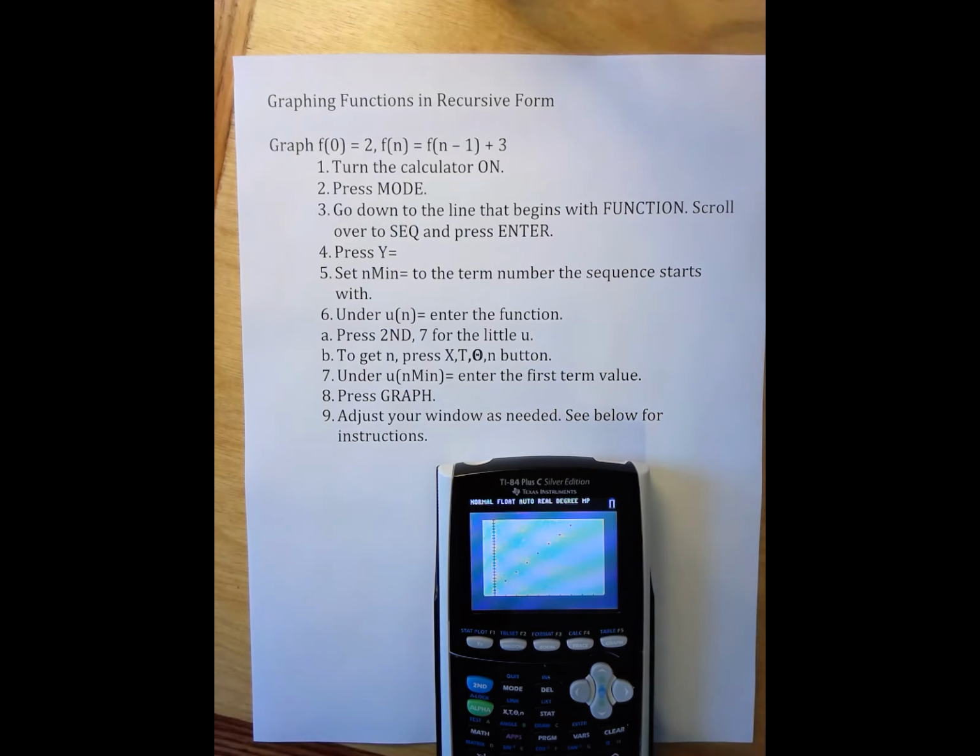And now I've got a pretty good picture of this function. I can see here that this is my x-axis, and it starts at 0, and this is my y-axis. And now I can see many more points in the sequence than I could when it was set in the standard window.